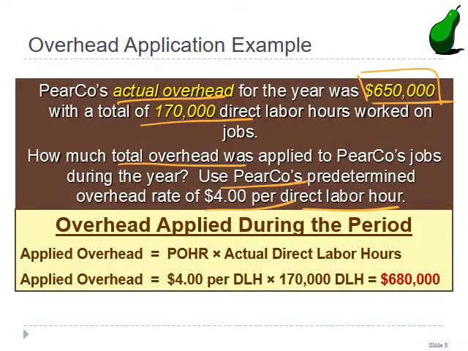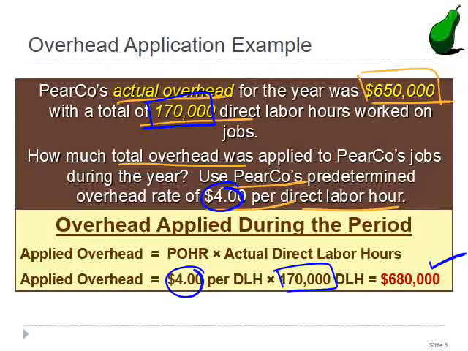So, overhead applied during the period. Here the POHR is 4. So 4 multiplied by its actual activity, which is 170,000. The answer is 680,000 that Pierce Corporation applied on manufacturing overhead.